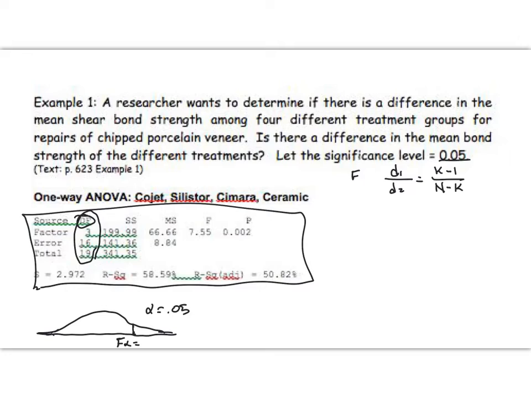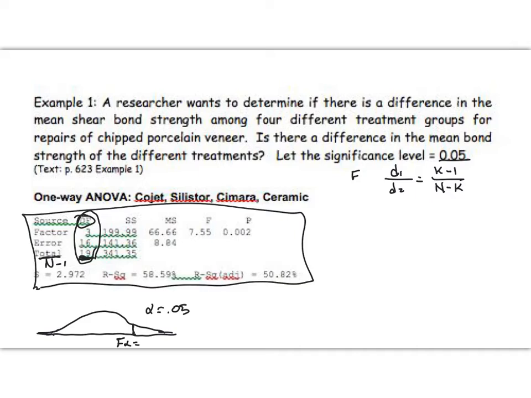Okay, so this tells me that I have 19 degrees of freedom total, that comes from the sample size, n minus 1. That gives me 19. So that tells me that my sample size was 20.